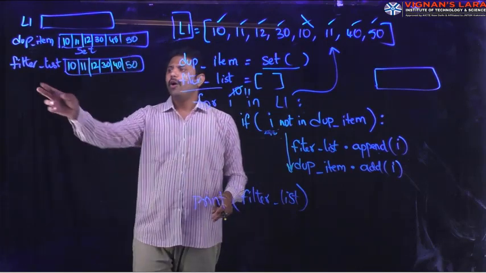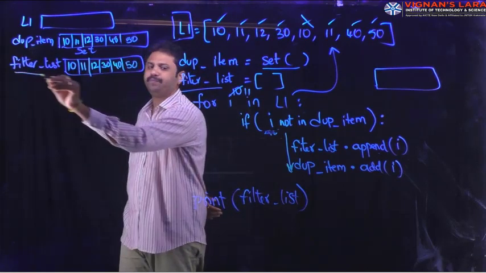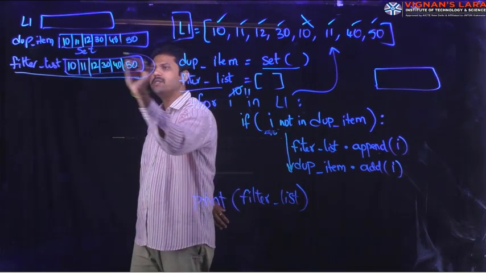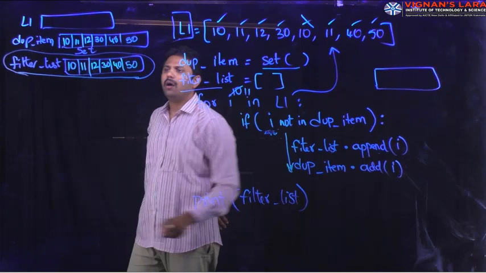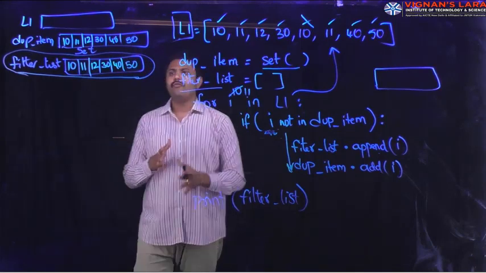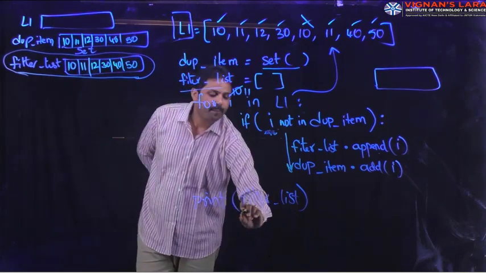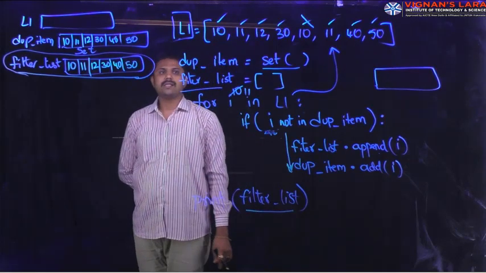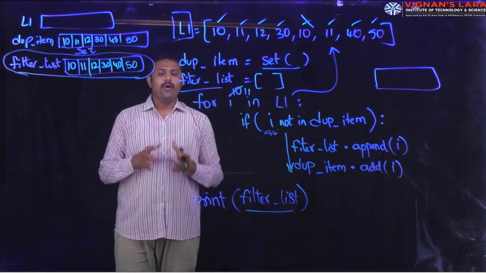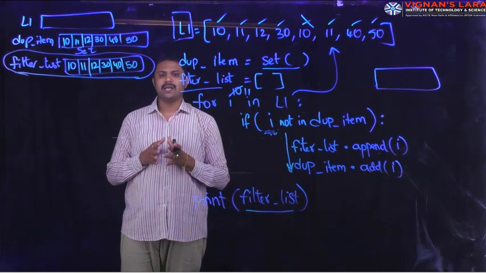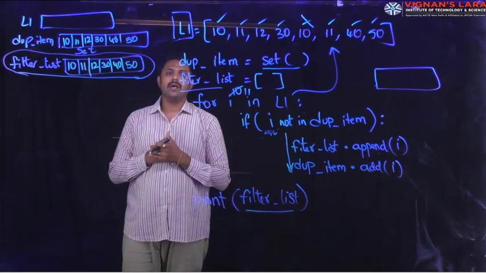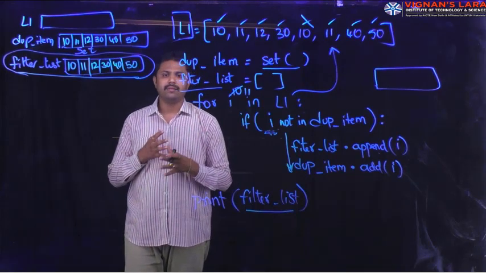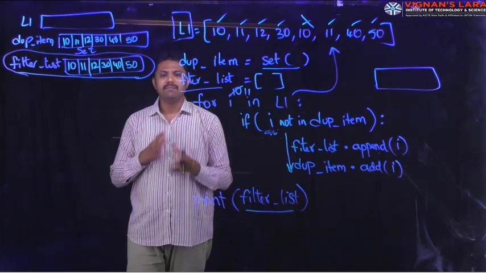Finally, you have a filter list. This list contains the items after removing the duplicate items. Finally, you print the filter list. So this is the program we have. You have many more procedures to perform this task. You have to practice all the procedures and think logically about how we can simplify this task.